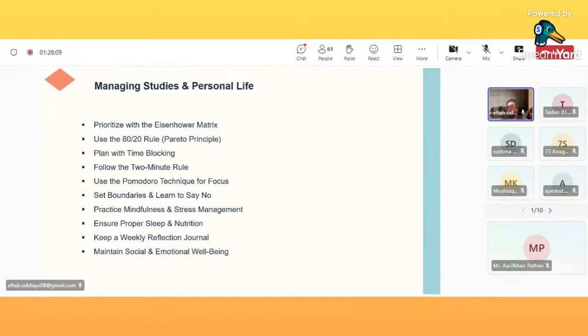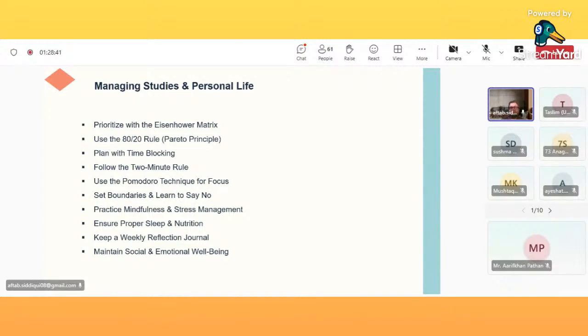Ensure proper sleep and nutrition for the students. Explain how their sleep and their diet also affect their studies, and keep a weekly reflection journal. If they are having some problems, ask them to maintain a reflection journal to note down their thoughts and feelings, which I taught in the first lecture. This simple practice of reflection journal helps us understand where we want to improve, and how we can maintain social and emotional well-being.